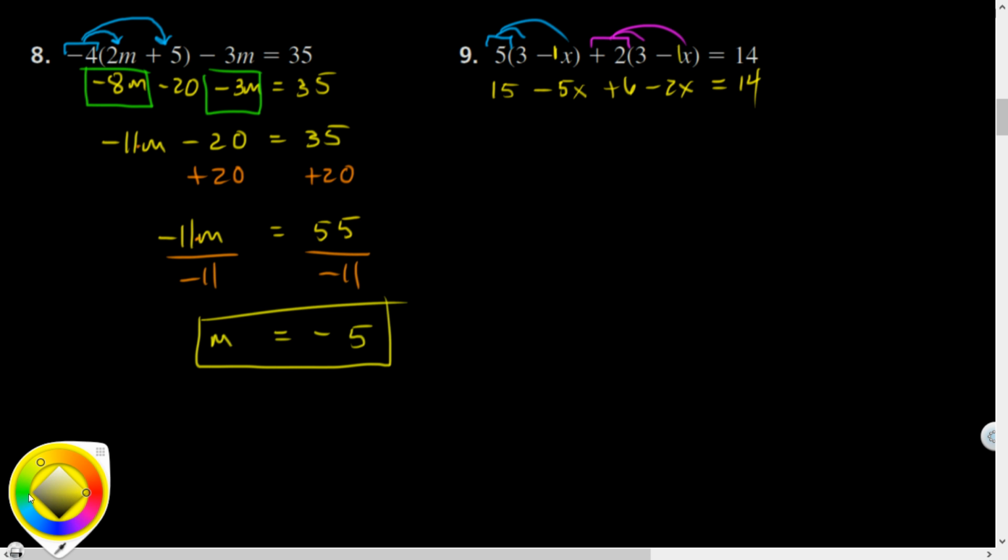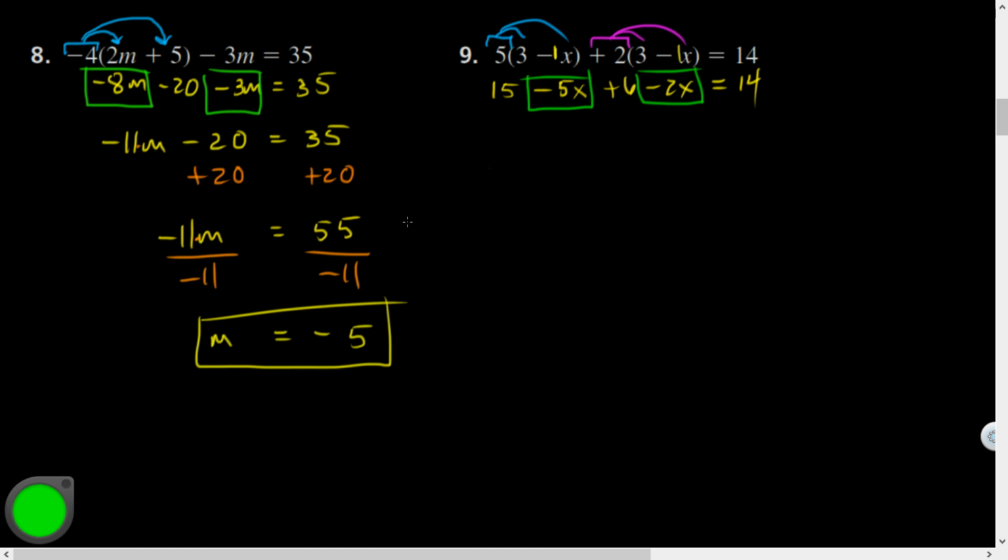Now, combine like terms. I can combine my x's, and I can combine my constants. All right? Lots of combination happening. Negative 5x and negative 2x is negative 7x. It became more negative. 15 and 6. Oh, that's why you said 21 earlier? Is that what you said or something like that?